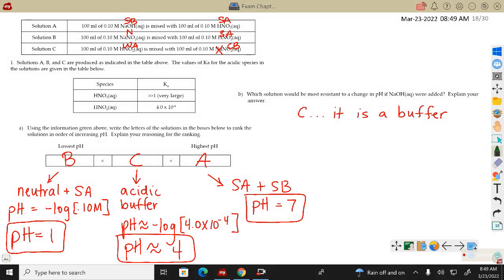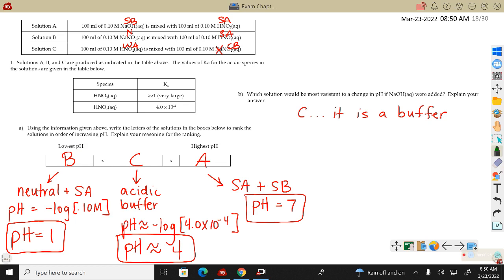Here's the free response from the summative assessment on acid-base equilibria. Question 1 gave us 3 solutions, and eventually in part A, we want to write letters of the solutions in the boxes below to rank the solutions in order of increasing pH. Explain your reasoning for the ranking.